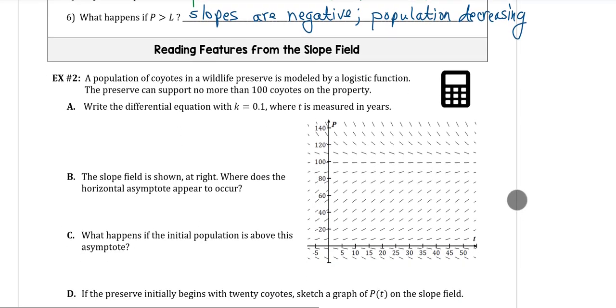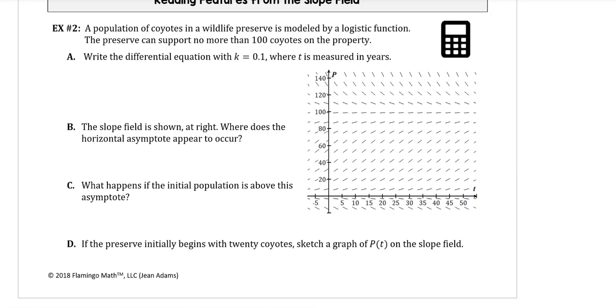Okay, so reading features from a slope field with a logistics function. Here we have a slope field for a logistics function, and it's modeling the population of coyotes in a wildlife preserve. They have done studies, and they know the preserve can support no more than 100 coyotes on the property. Write the differential equation with k equal to 0.1, where t is measured in years.